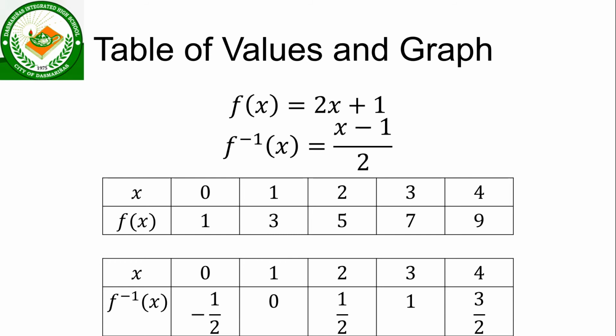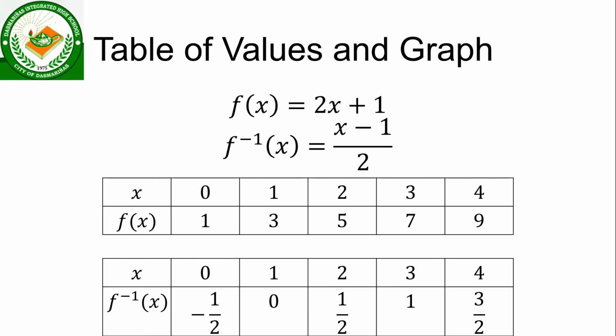Now, to represent the function and its inverse through its table of values and graph, I assign values for x and then solve for f of x or the inverse function of f of x. So for 0, we have 1, for 1 we have 3, for 2 we have 5, for 3 we have 7, for 4 we have 9. For the inverse, for 0 we have negative 1 half, for 1 we have 0, for 2 we have 1 half, for 3 we have 1, and for 4 we have 3 halves.